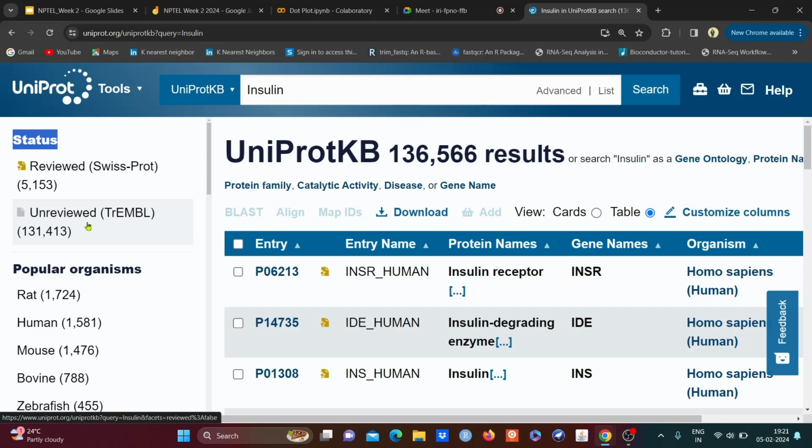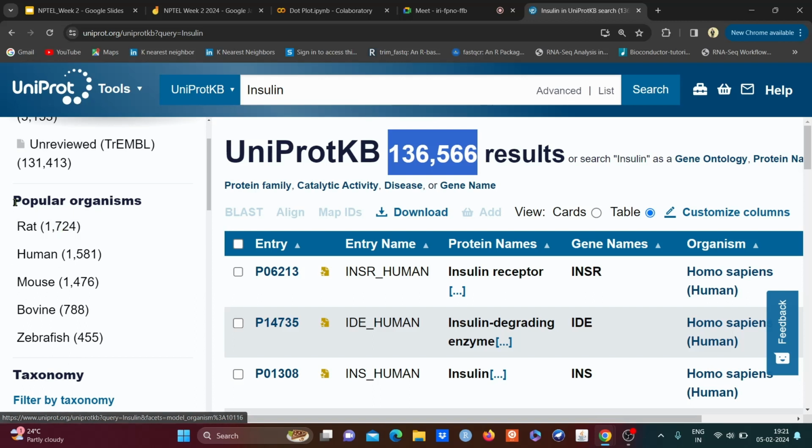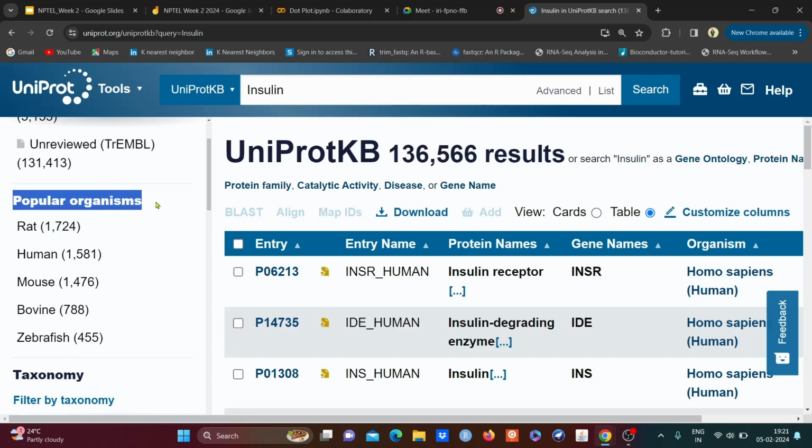So the overall results, we have 1,36,566 results obtained for our search insulin. Under that, near to 5,200 are reviewed and the rest are unreviewed. Next we have organism. How many entries of this insulin correspond to rat, human, mouse, bovine, zebrafish, and so on, we have here.